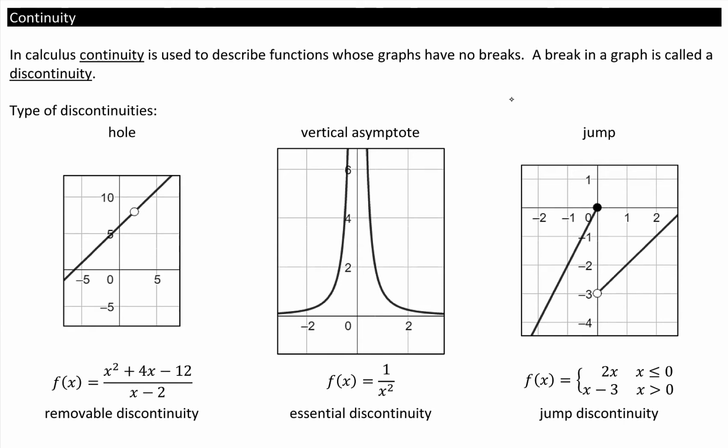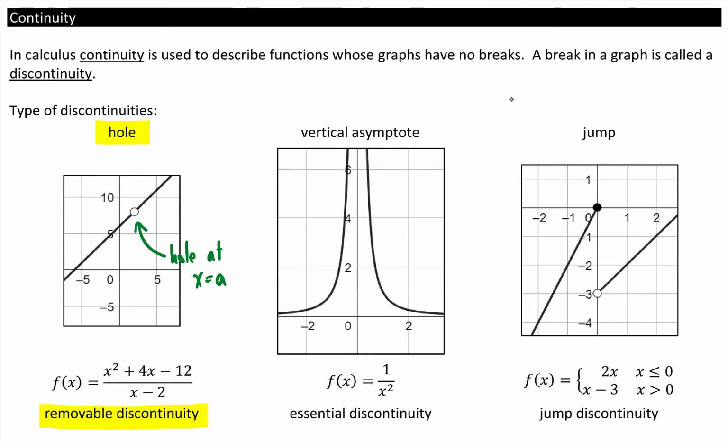The first type of discontinuity is where a graph has a hole. And in that case, that's called a removable discontinuity. And here you can see where the graph is discontinuous. In this example, the graph would be discontinuous at x equals a.